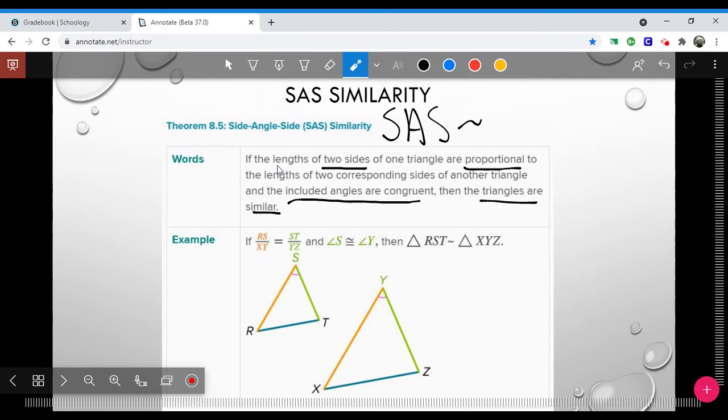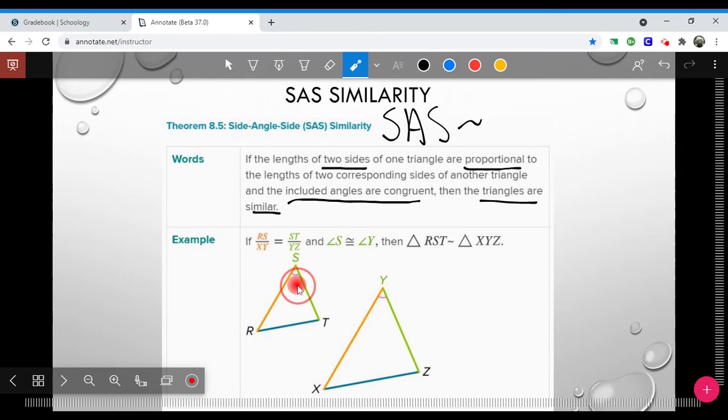Next would be side, angle, side similarity. Remember, sides are proportional, angles congruent. I highlighted the key words here if you're writing down your own notes. Two sides are proportional and the included angle is congruent. So two sides are proportional and the angle in between them is congruent. If that is all true, then the triangles are similar.